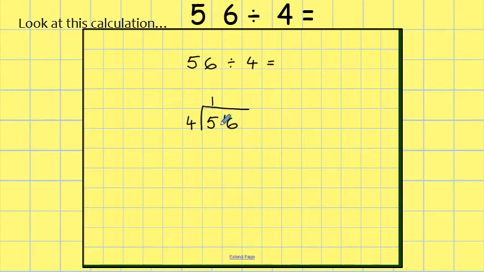So now we divide this number, which is 16, by 4. How many 4s are in 16? Brilliant. Because you're beginning to learn your 4 times table, you know that there are 4 lots of 4 in 16. So, simple as that, that is our answer. 56 divided by 4 equals 14.